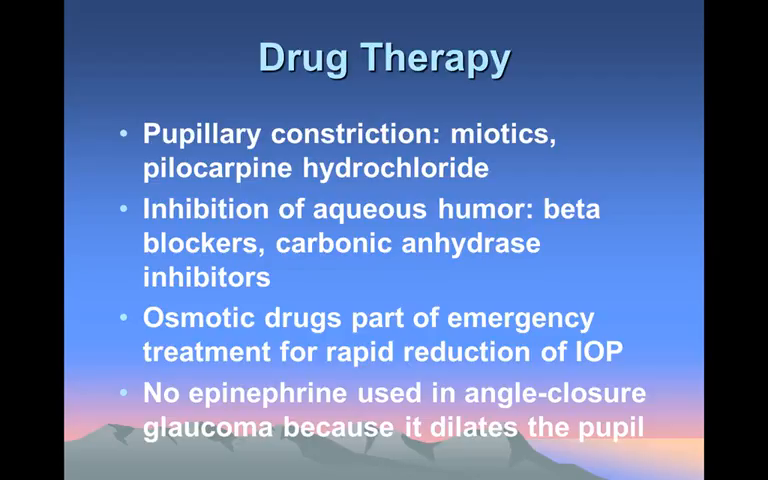Then you also need to remember you do not want to use epinephrine or atropine in angle closure glaucoma, because that dilates the pupil and that's going to increase that intraocular pressure. These drugs are in your pharmacology book on your handout. They're also listed on pages 1066 and 1067 in your textbook.